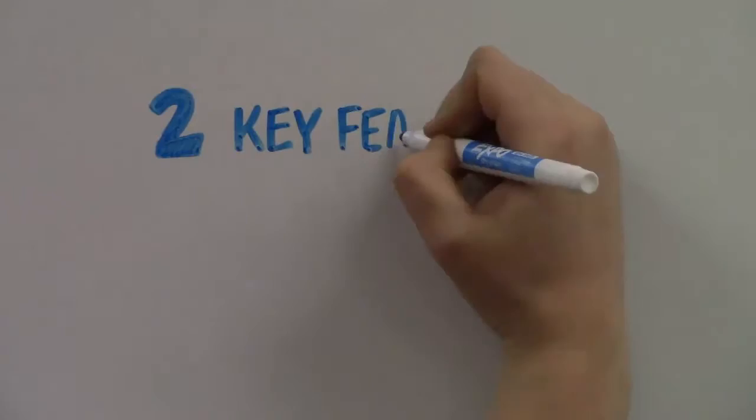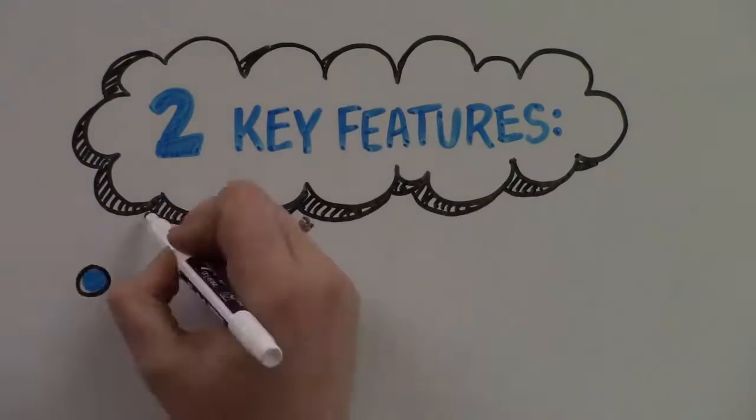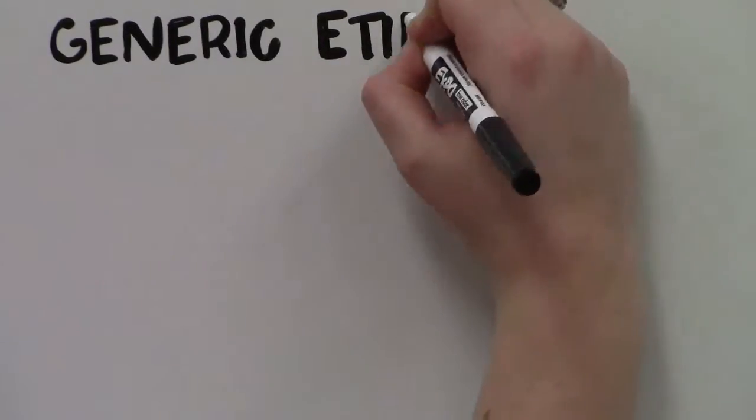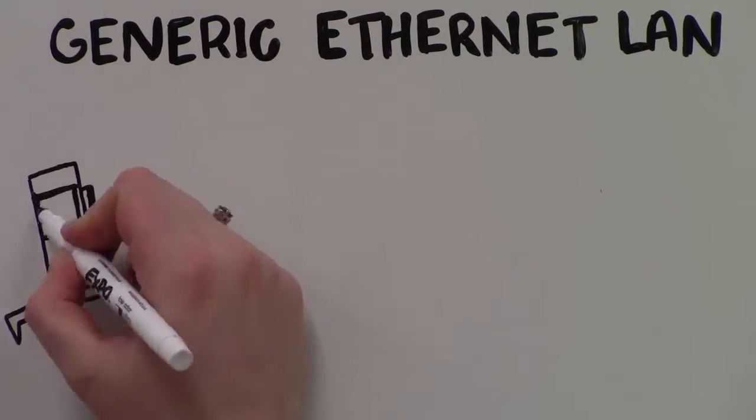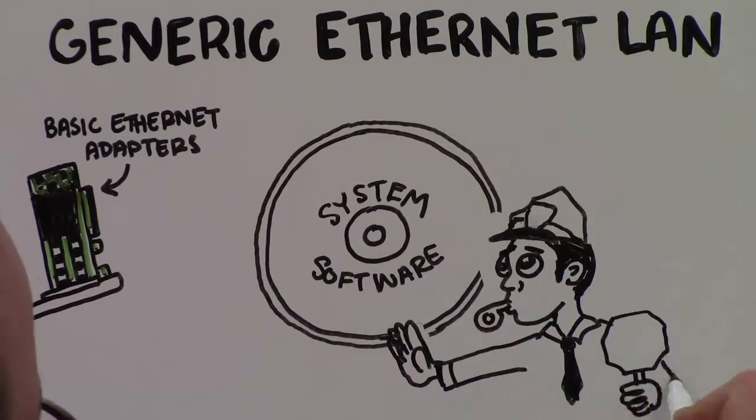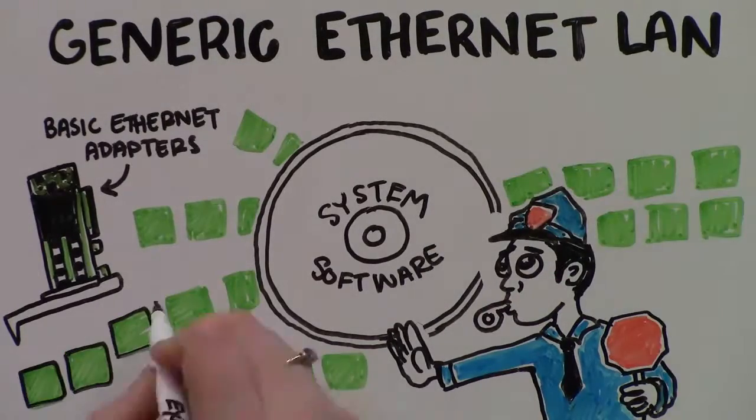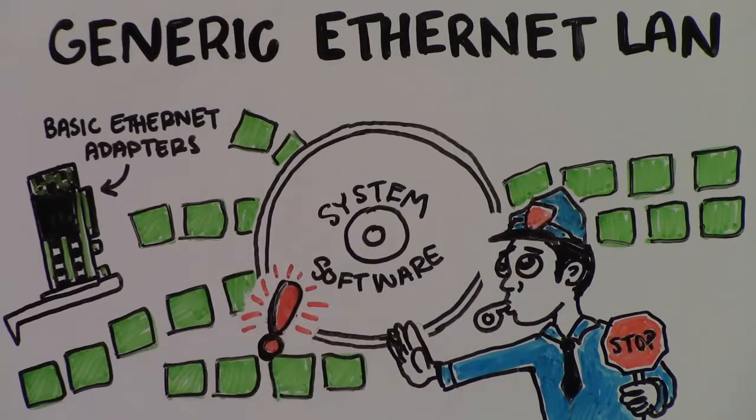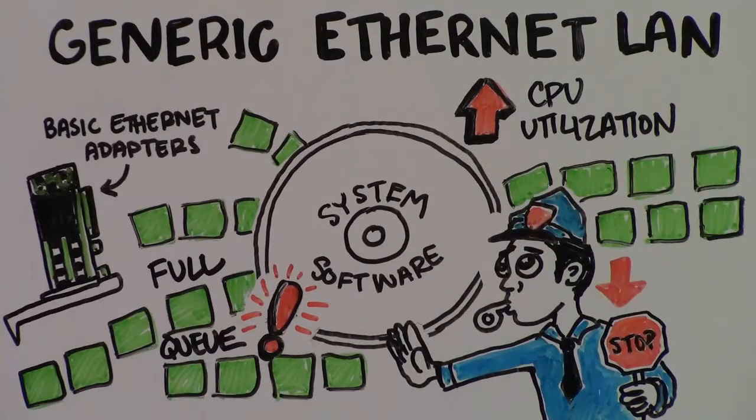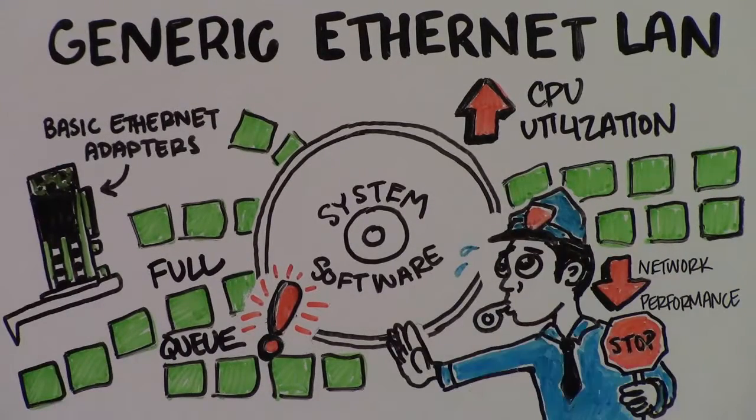Two key features of iWARP RDMA that make it so efficient are kernel bypass and direct data placement. Let's talk about kernel bypass first. With generic Ethernet LAN traffic, the processor busily aligns incoming packets into queues and assembles them for transmission. The processor gets interrupted when a queue is full and has to stop to service the interrupt. All this traffic management drives up CPU utilization and slows down network performance.